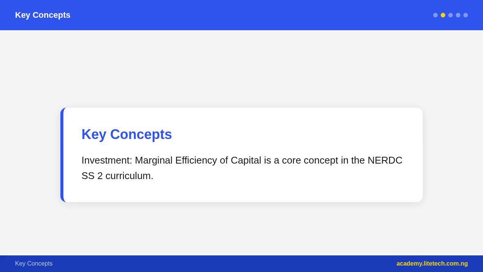If a machine costs 1 million naira and is expected to generate 150,000 naira per year in additional profit indefinitely, the MEC is 150,000 divided by 1 million equals 15% per year. If the interest rate is 10%, the firm should invest. The return of 15% exceeds the cost of borrowing at 10%. If the interest rate rises to 20%, the firm should not invest, because the cost of capital exceeds the expected return.